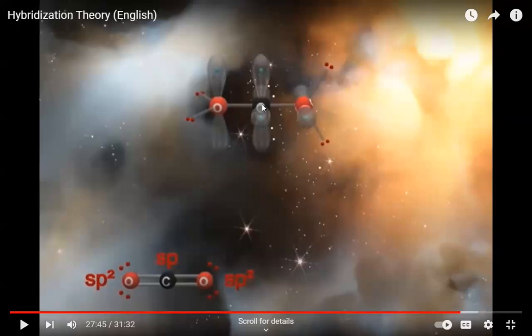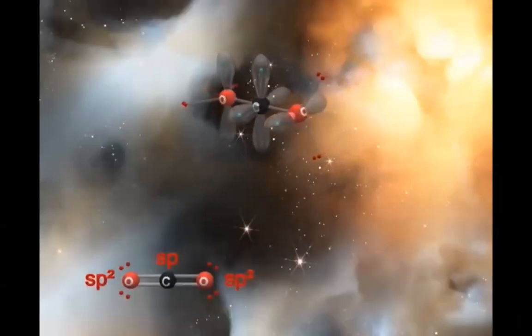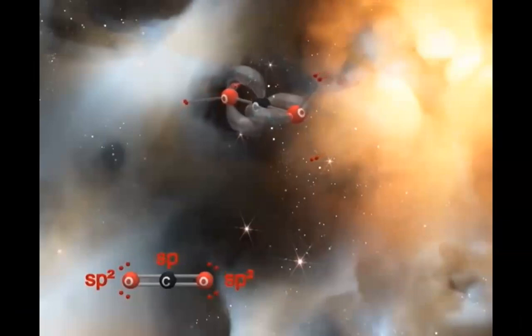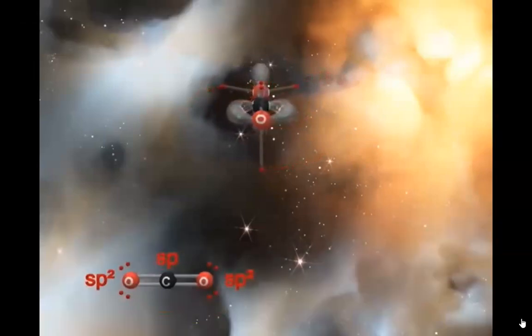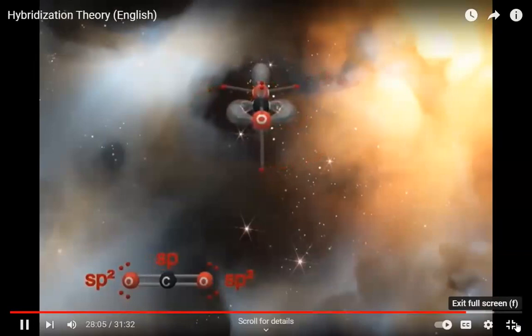So carbon is going to form 2 pi bonds. The oxygens are going to form 1 pi bond. How do you get a pi bond? Parallel p's overlap. Notice that they've rotated this oxygen, so the pi bonds are perpendicular to each other.